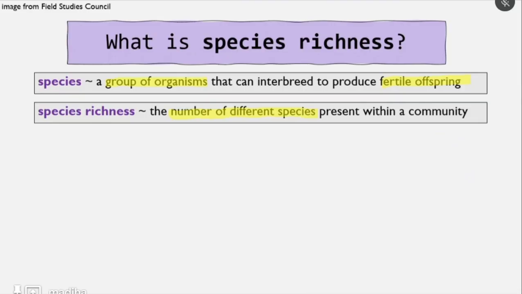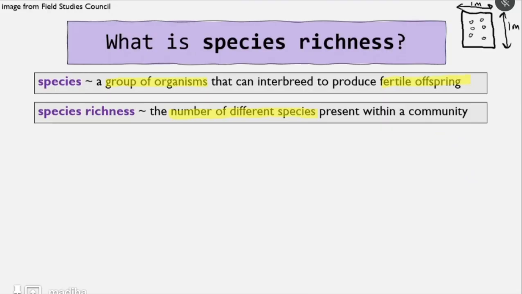A way that we do this, let's say in a little habitat, is you might have heard about quadrat sampling. You get a little square thing, let's say it's 1 meter by 1 meter, and you take random samples in that community and you count the number of different species in there. And that's essentially how you would record and measure species richness.